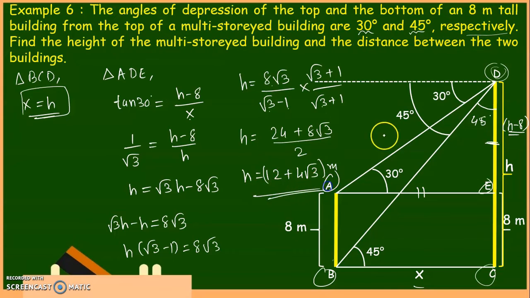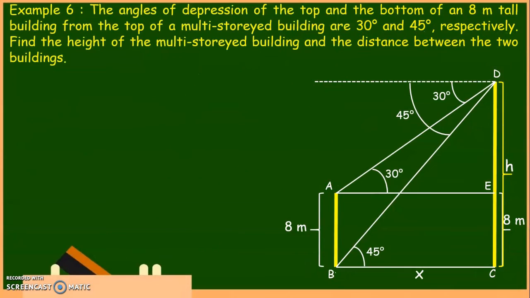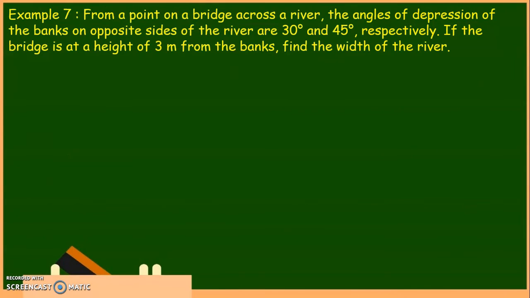Okay. So the height of the multi-story building will be 12 plus 4 root 3. And the distance between the two buildings, that is x, will also be equal to 12 plus 4 root 3. This is our answer. Let's move to the next question.